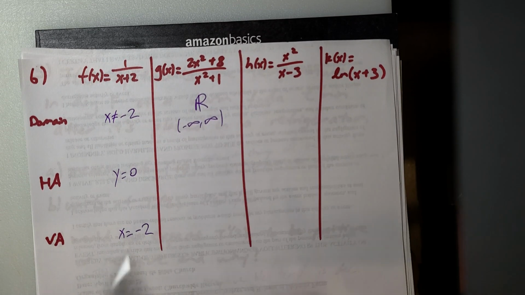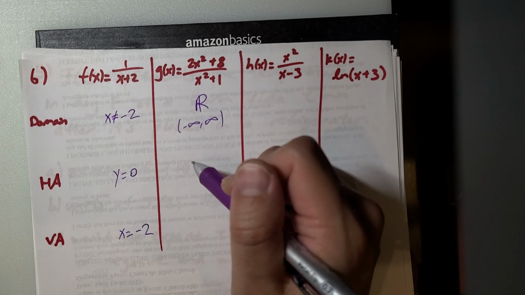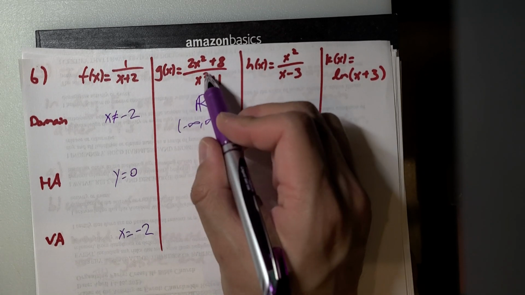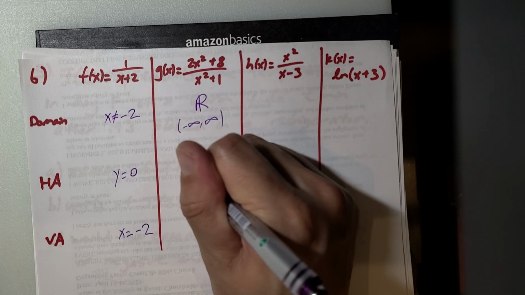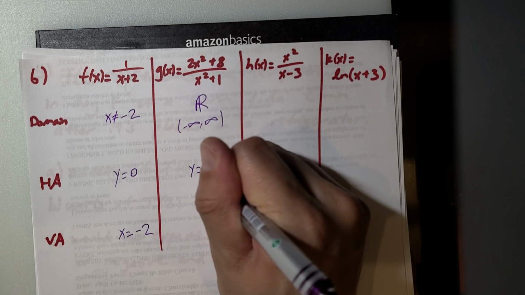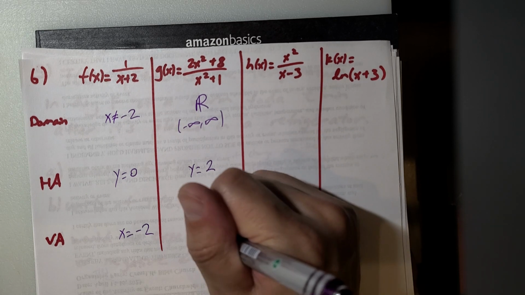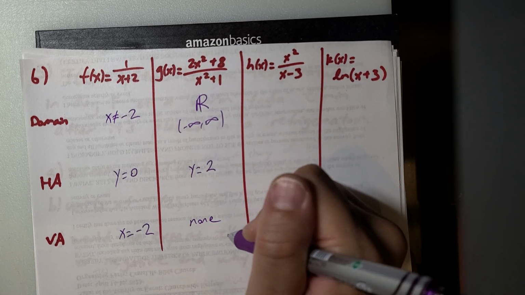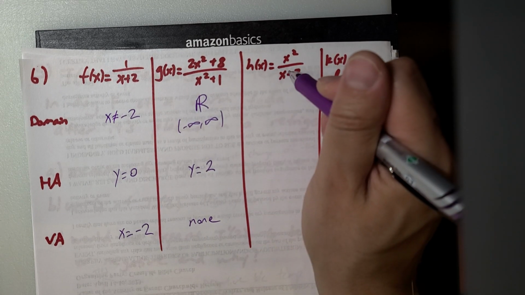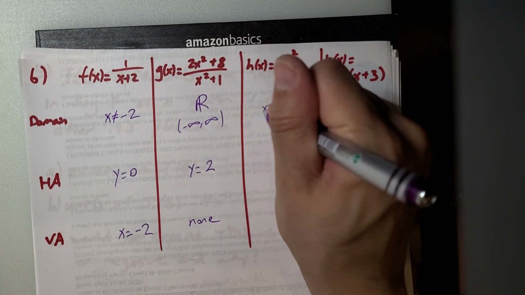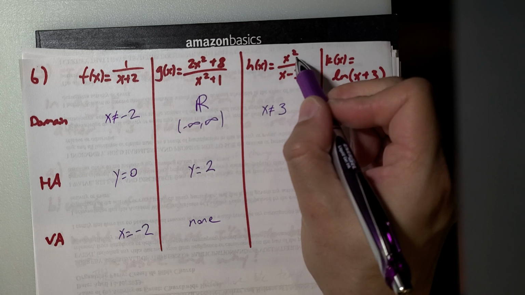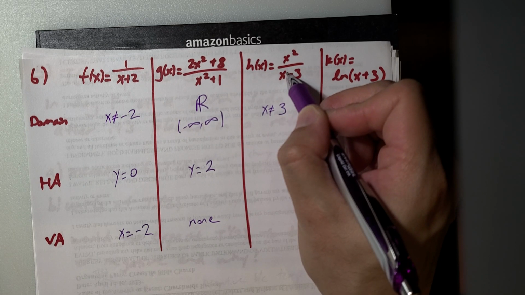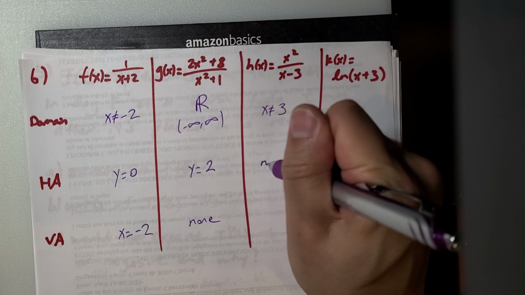So, all real numbers. Horizontal asymptote, degree test, the two degrees are the same, so we take the ratio of the leading coefficients, which is y equals 2 over 1, which is y equals 2. Vertical asymptote, none. Next, domain, x cannot equal 3. Horizontal asymptote, degree at the top is bigger than the degree of the bottom, so there's no horizontal asymptote.